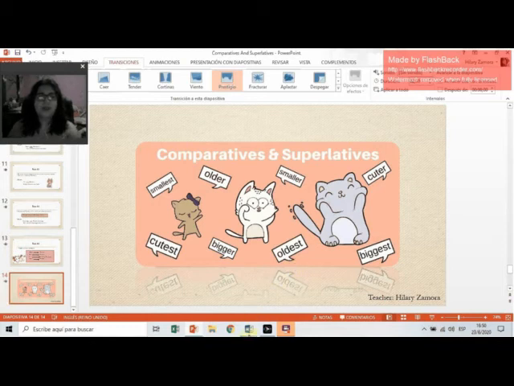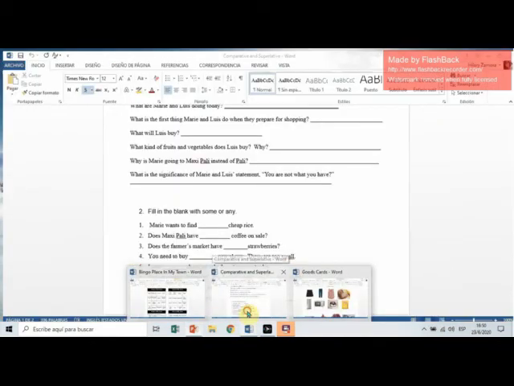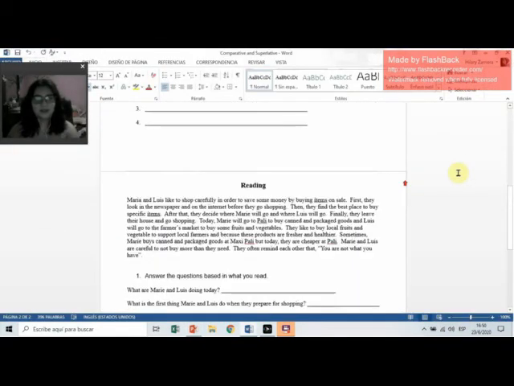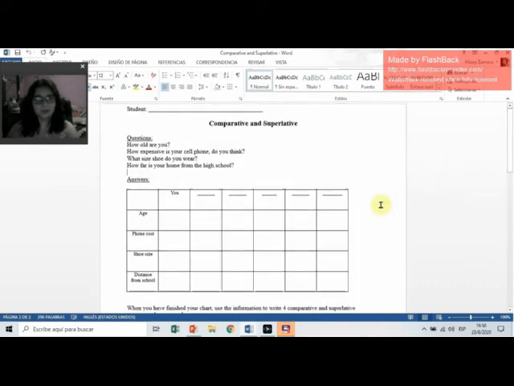Okay. Then we are going to practice with this worksheet, okay? So you are going to choose 5 of your classmates and you are going to ask them, how old are you? How expensive is your cell phone? What size shoe do you wear? How far is your home from the high school?